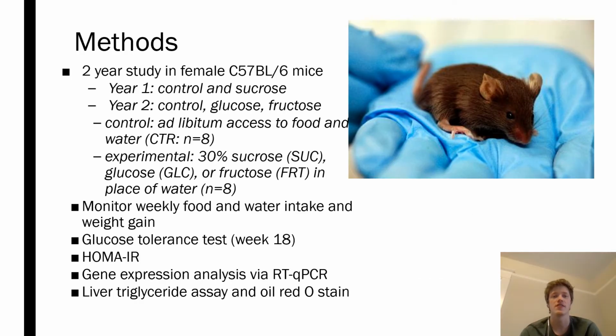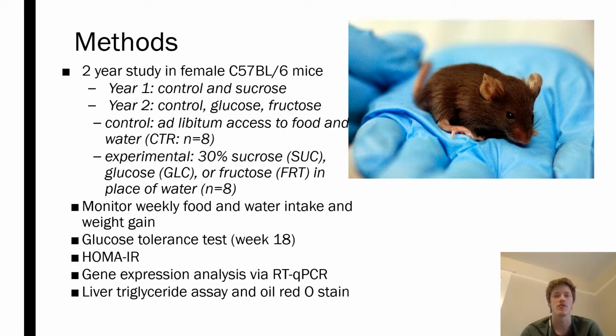So the methods of our research. We used an obese mouse model where, depending on the year of the study, we fed the mice high glucose, fructose, or sucrose diets. These mice were given their respective sugar in a 30% sugar solution, as well as ad libitum access, or free access, to standard mouse chow. Every week, the research team measured the food intake, the water intake, and the weight gain of the mice.